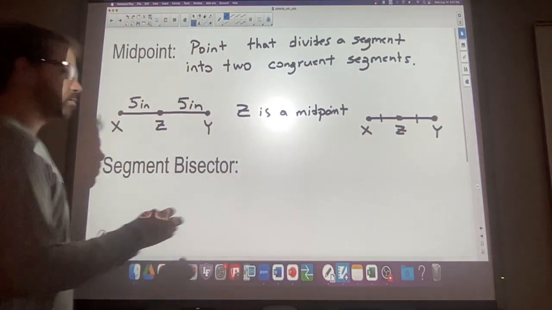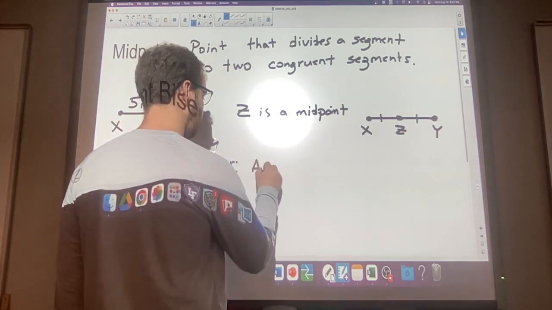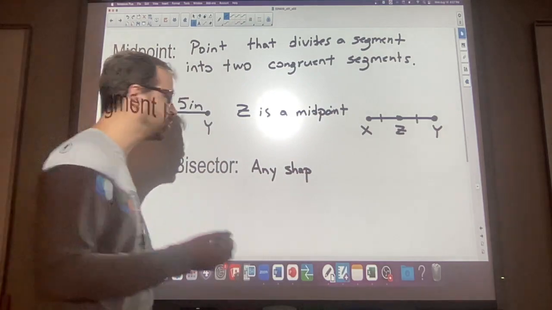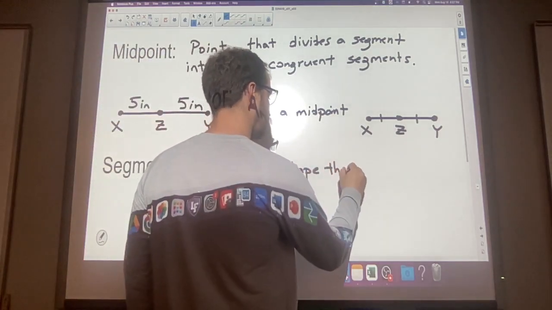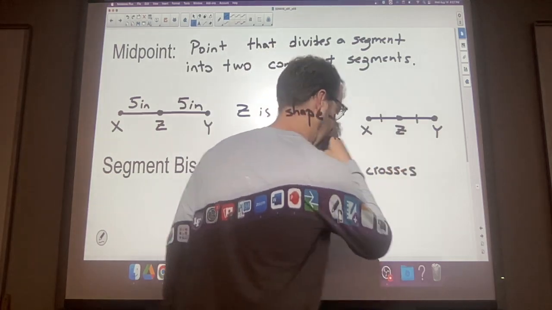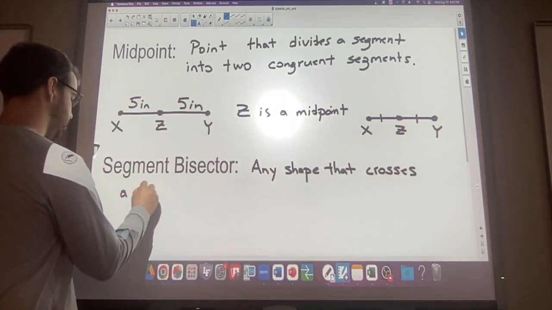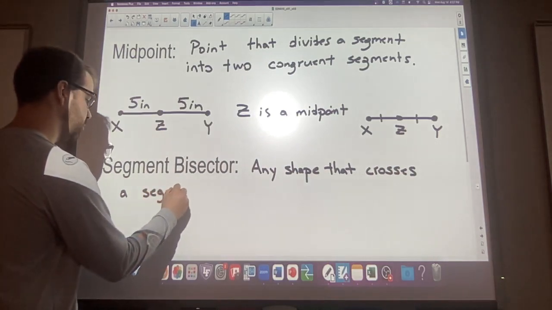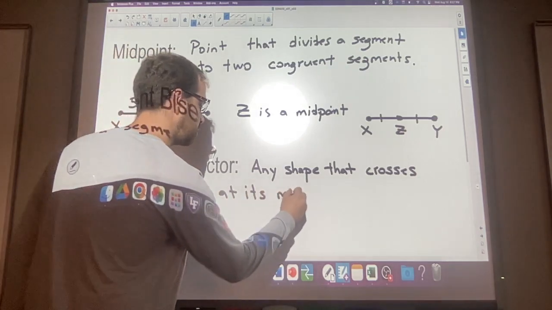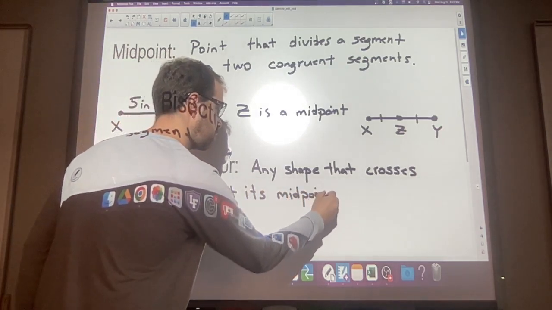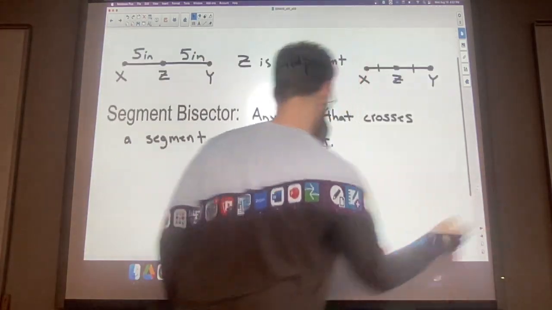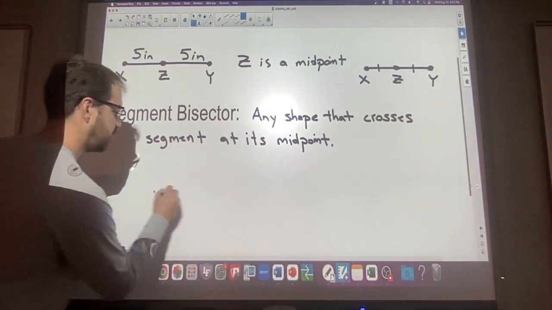Segment bisector. It's any shape, so it could be a line, ray, segment, that crosses a segment at its midpoint. All right, we can draw a picture of this as well. And it could be any shape, right?